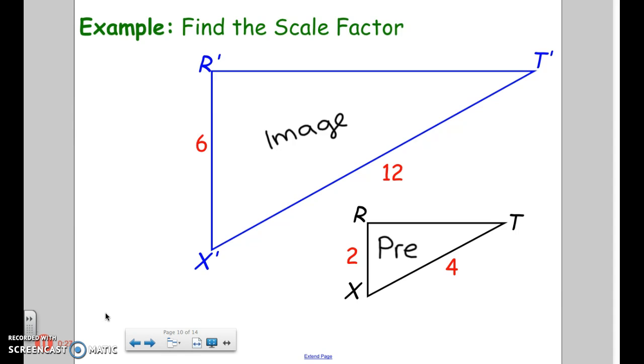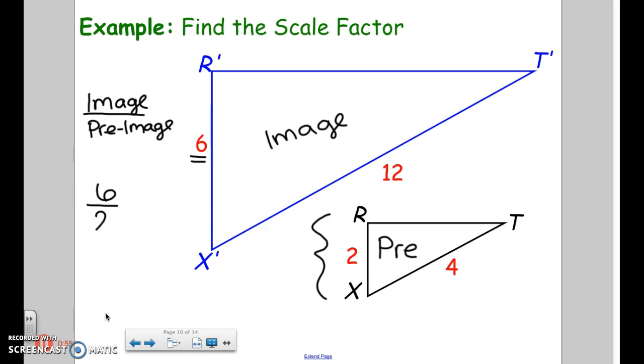With these shapes for dilations you can set up a proportion, and from the last video we saw that if you take your image over your pre-image length, you can find out the scale factor for the picture. So I'm going to take my image 6 and find the side that would actually correspond with it. So I'm looking from R prime to X prime. I need to go with RX. So 2 will be my denominator. I reduce this and I can find that my scale factor is 3.